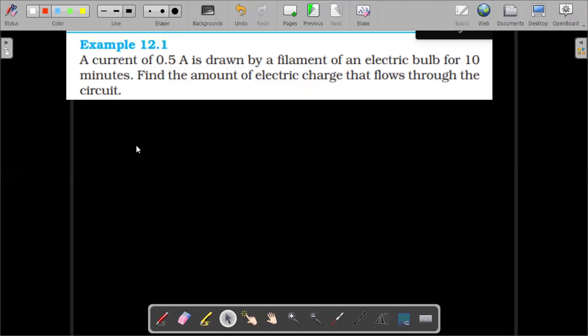Okay, so see, we'll use the formula here I equals Q by T. Whatever information is given to us, we'll write here. We are given current I equals 0.5 ampere. We are given time which is 10 minutes, and we want to find charge. So Q is to be found out here. Now we convert this time 10 minutes into seconds. So T will be equal to 600 seconds.